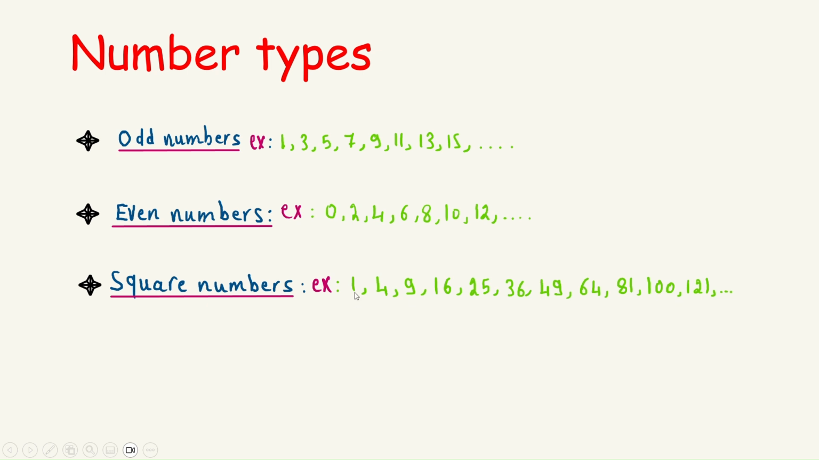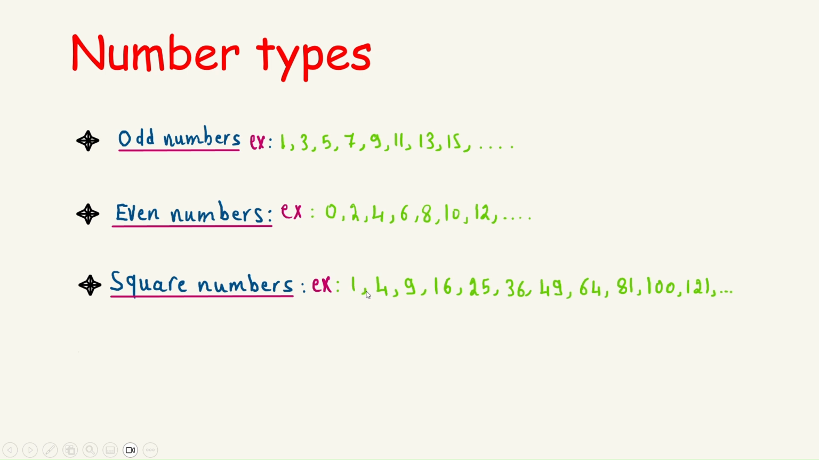Because 1 can be written as 1 to the power of 2, 4 is 2 to the power of 2, 9 is 3 to the power of 2, 16 is 4 to the power of 2, and so on. We call them square numbers because we can find another number. When we square it, we're going to get the number.